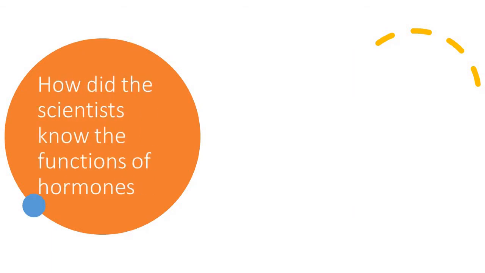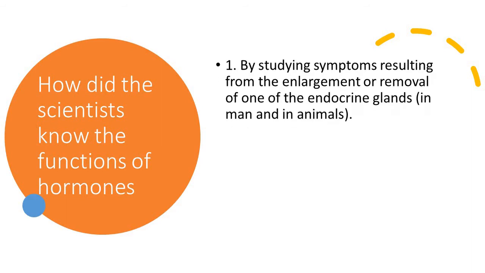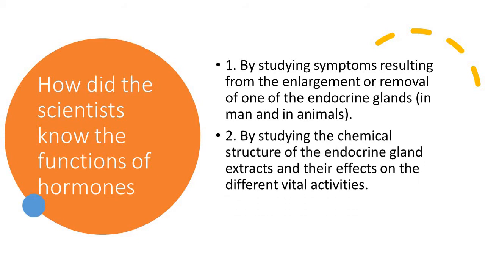How did scientists know the function of hormones? By studying the symptoms that are caused by the enlargement or removal of these glands, or by knowing the chemical structure of the endocrine glands, so they can know their vital effects.